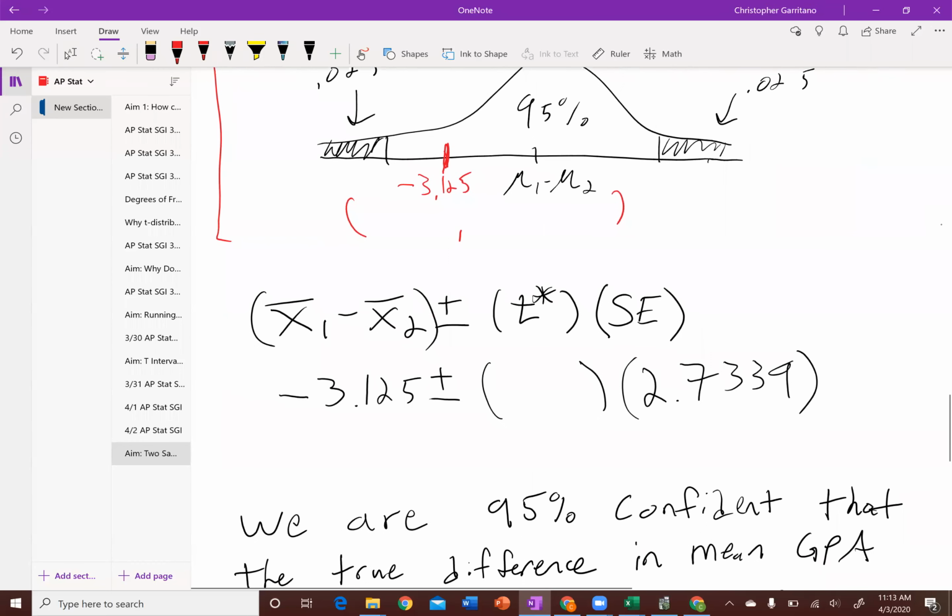A confidence interval, remember, is always centered around your observed statistic, and then we add and subtract the margin of error from that number. And the standard error is still 2.7339. The only thing we need to calculate is T star. So let's go ahead and do that.